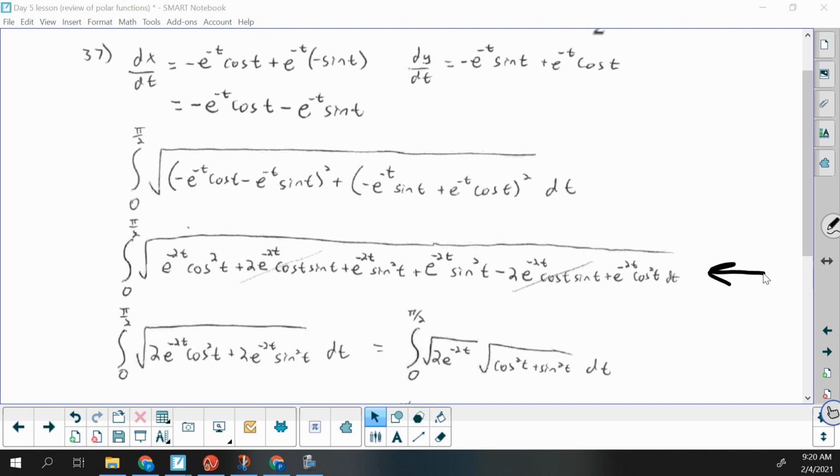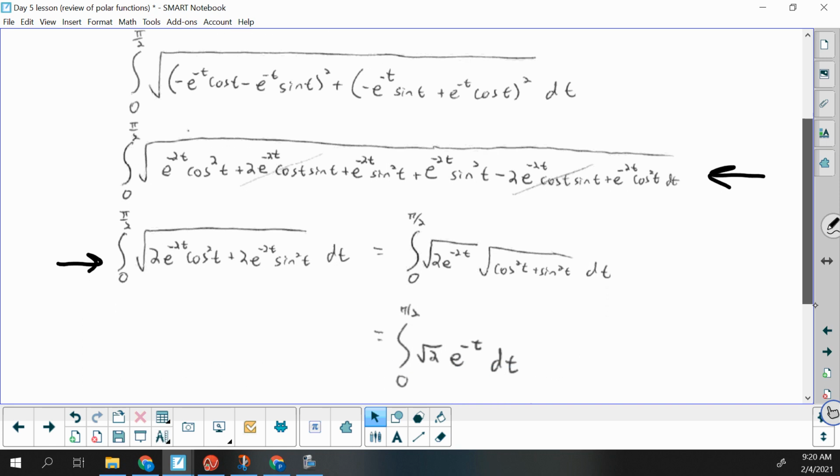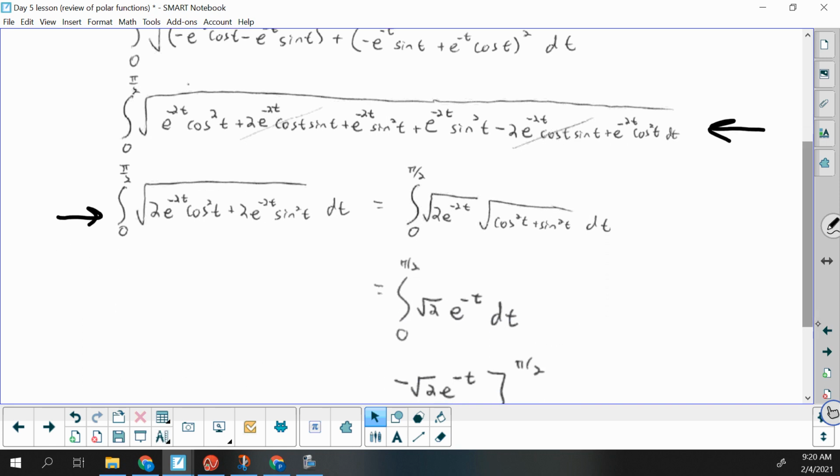We get two terms that will wipe out, because one's positive, one's negative. And then we had some like terms to combine. So we end up having a coefficient of 2 in front of each of those terms. See what you can pull out of each term. You can pull out a 2e to the -2t. The square root of that would be square root of 2 times e to the -t. And then the cos squared plus sine squared is just 1.